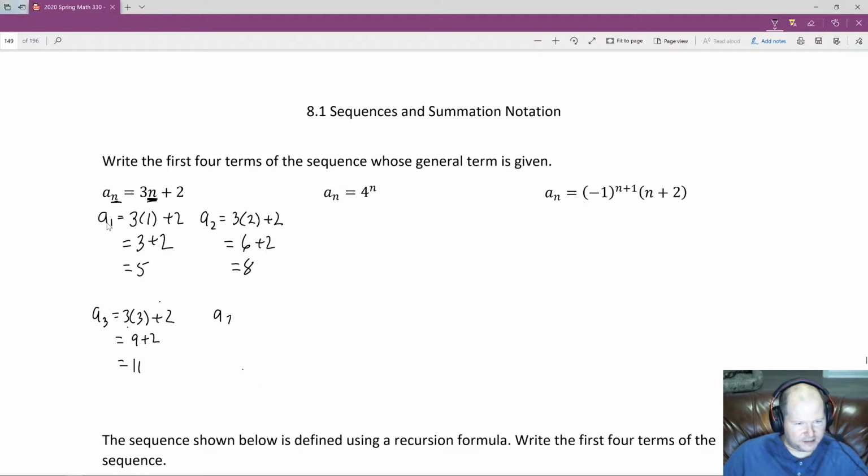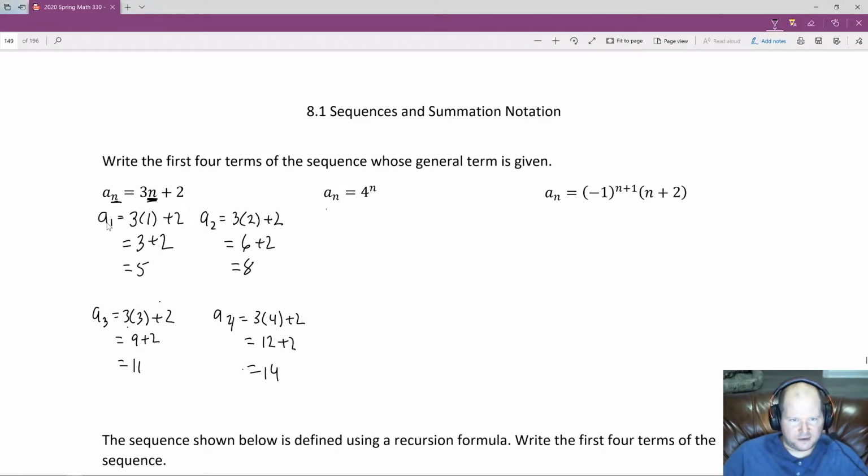Next we have a sub 4, not a to the 4th power, but the fourth one in the sequence. So everywhere we see an n, now we're going to plug in a 4 and add 2. So 3 times 4 is 12. 12 plus 2 is 14.